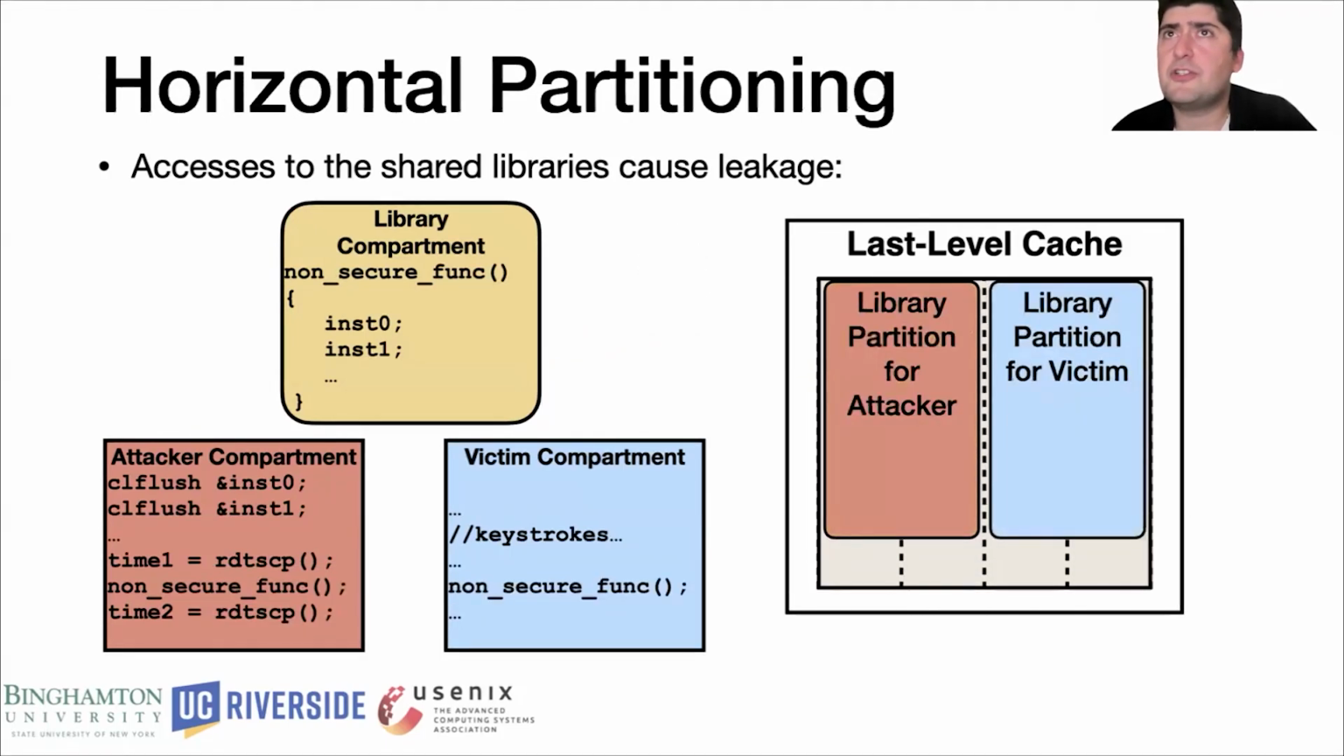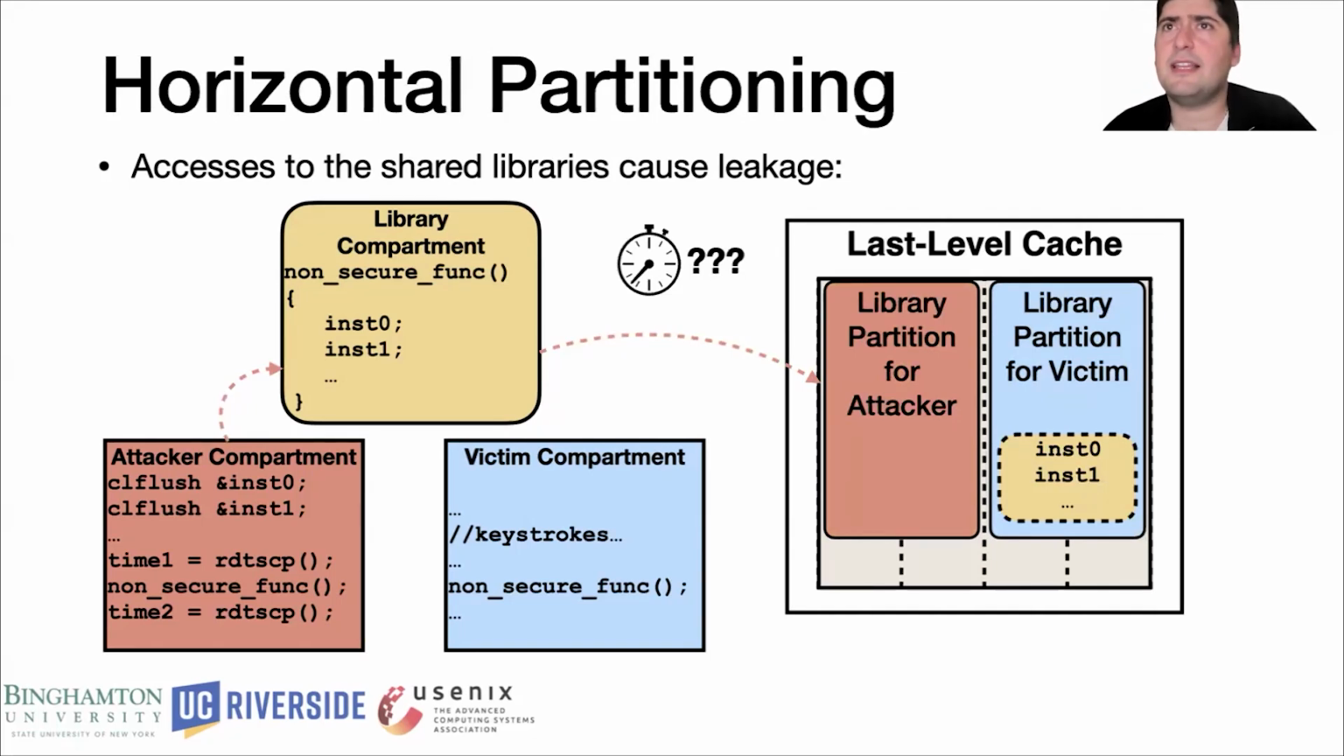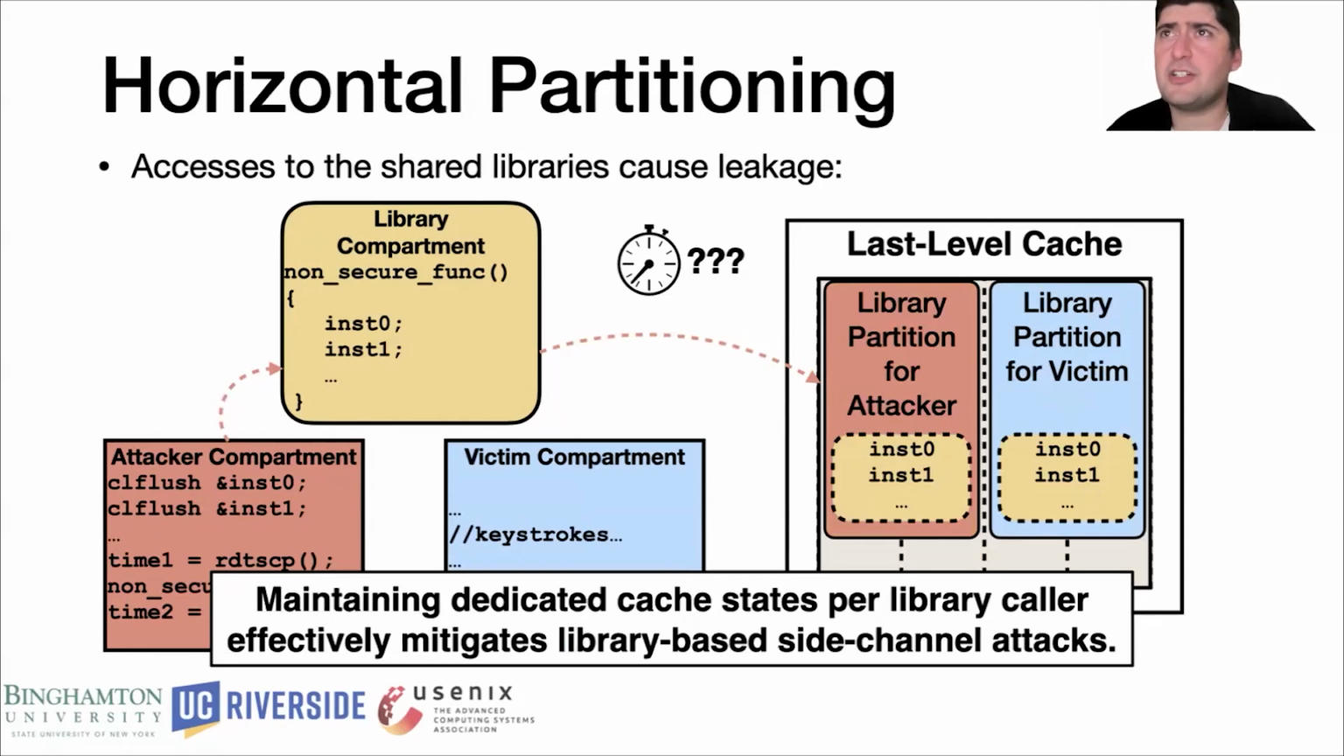In response, we introduce horizontal partitions that preserve a per-caller library state for each domain's partition, for a single domain's partition. This prevents cache collision between different callers of the same function. So let's examine the same attack scenario we presented, now with horizontal partitions. Now, the victim performs its call, which loads the library instructions into its own partition. When the attacker attempts the same inference technique, it cannot collide with the victim's instruction residue. This disallows the attacker from measuring the cache timing. Thus, maintaining different cache states for each function caller effectively mitigates library-based side channel attacks.